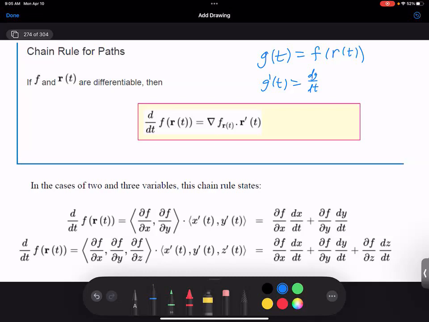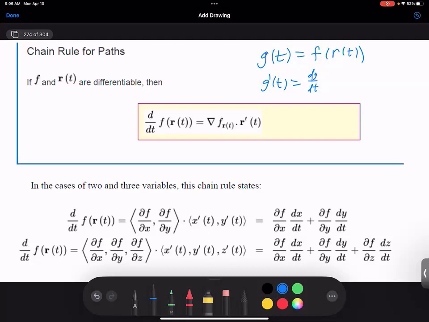Also, in the special case, when f has just one variable x and r has just one component x, this reduces to just df dx dx dt, which is the one variable chain rule. Right? If r of t is just the function x of t and f depends only on x, there's no y, then it's just df dx dx dt. Okay? So whenever we see anything in multivariable calculus, we always want to test and see, does this reduce to something we've seen before? And in this case, it does.